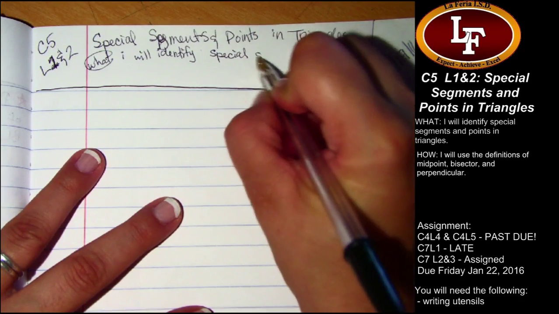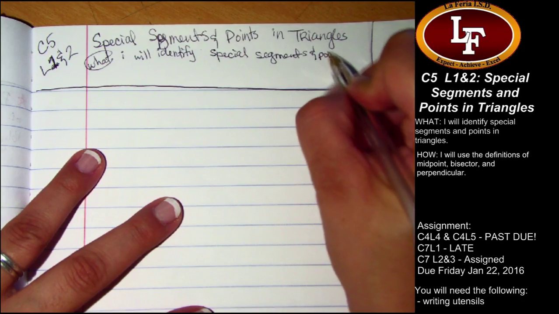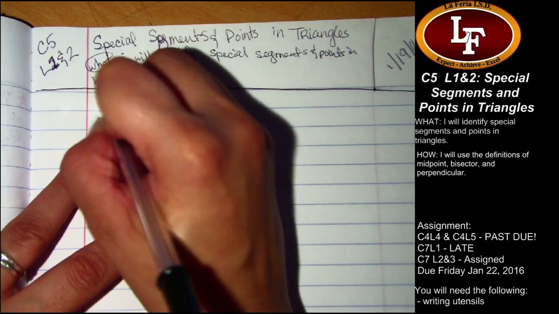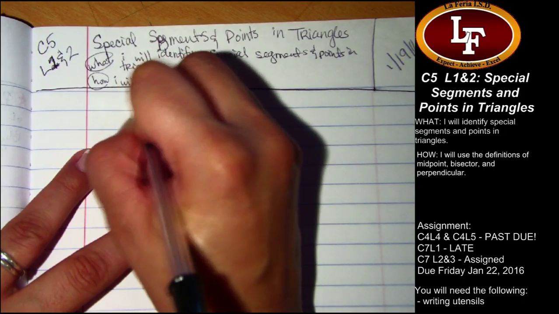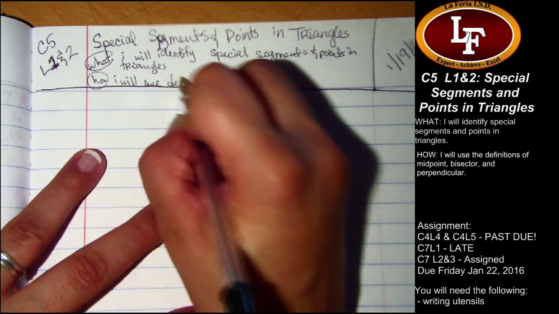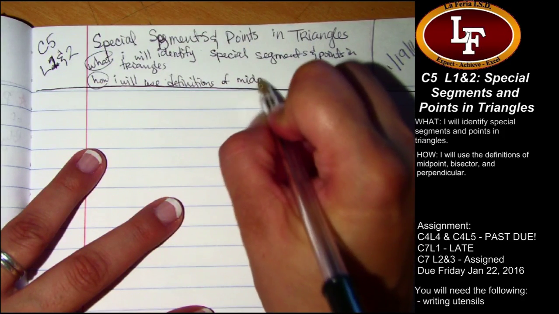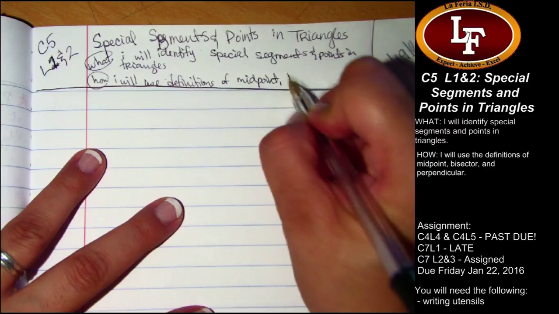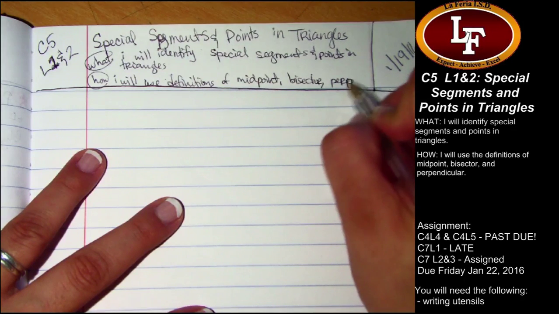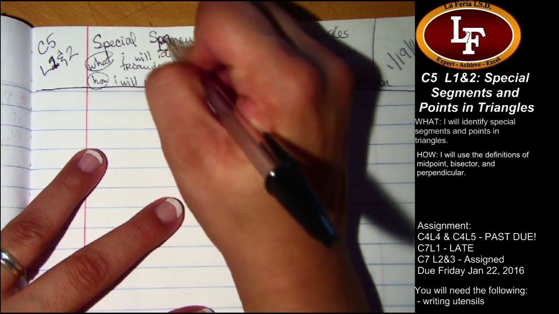I will identify special segments and points in triangles is what we're going to be doing today. As I catch up, because a few of you are sitting there drumming your fingers at me going, I already wrote this down. You're going to be identifying them by using some definitions of words we've already covered. Words such as midpoint, bisector, and perpendicular. I haven't been able to write perpendicular properly yet all day today. I don't know what's wrong with me.